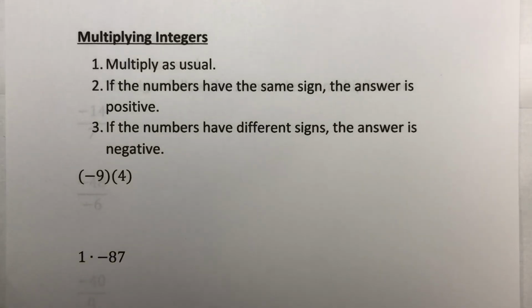This is the signed number review. This is part 4. We've added and subtracted integers. Now we're going to talk about multiplying and dividing them.